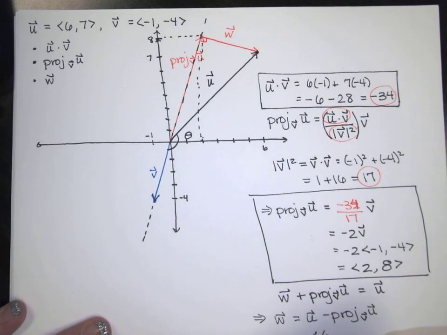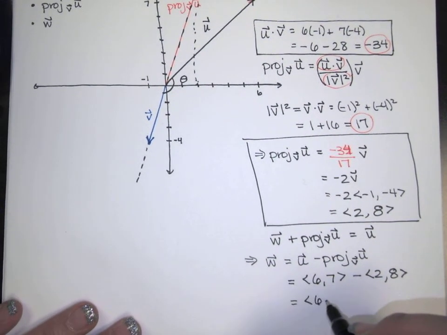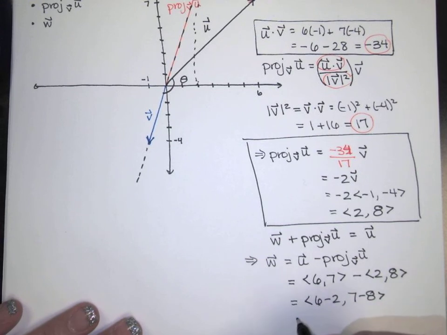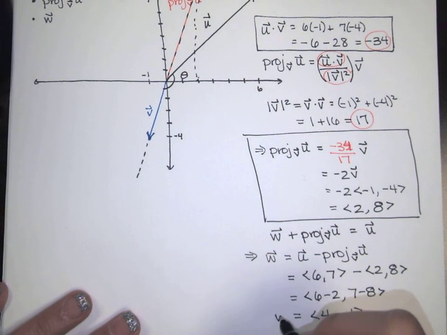So I've got the vector 6, 7, and I'm subtracting the vector 2, 8. We subtract component by component. 6 minus 2 is the x component, 7 minus 8 is the y component. So I get 4, negative 1. That's my W.